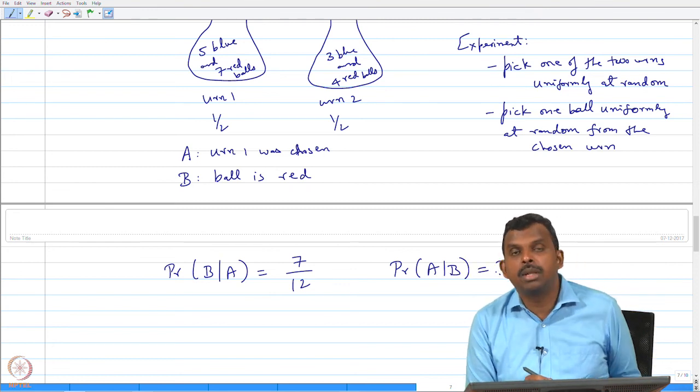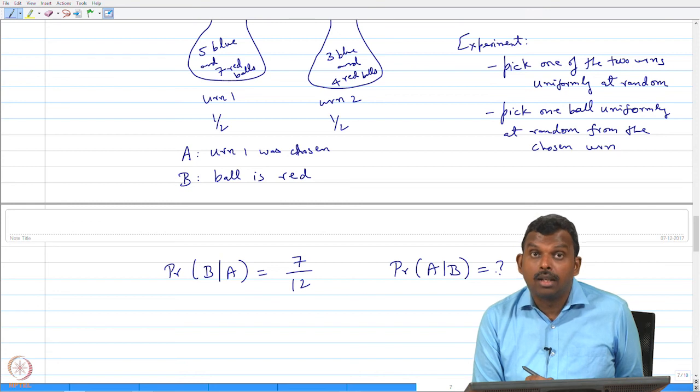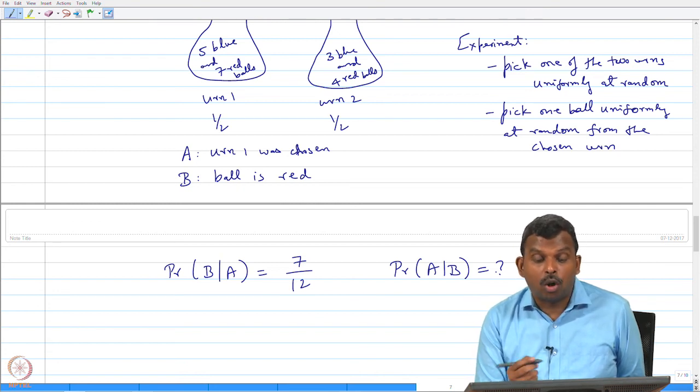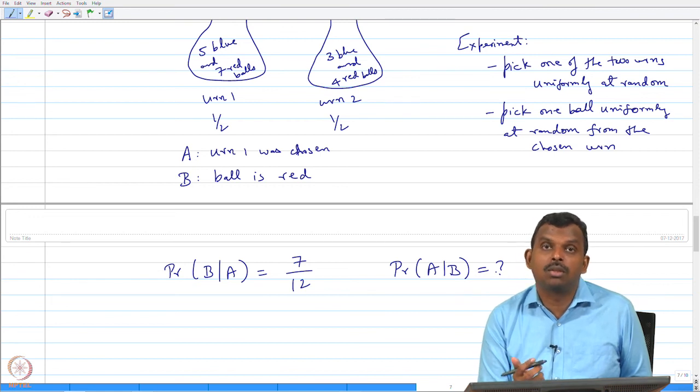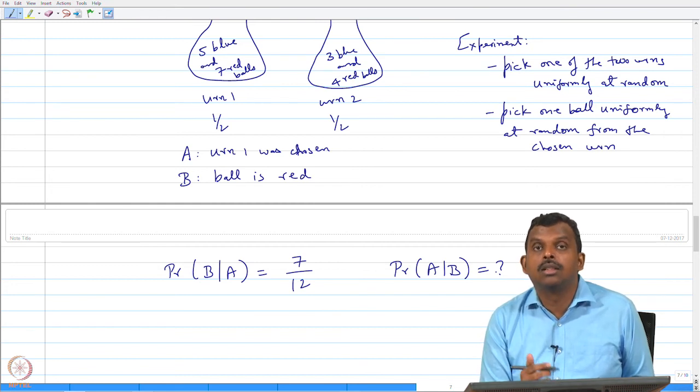What is A given B now? I am given that the ball came out to be red, but I do not tell you whether I took it from urn 1 or urn 2. The ball came out to be red, and you have to find out the probability that urn 1 was actually chosen.